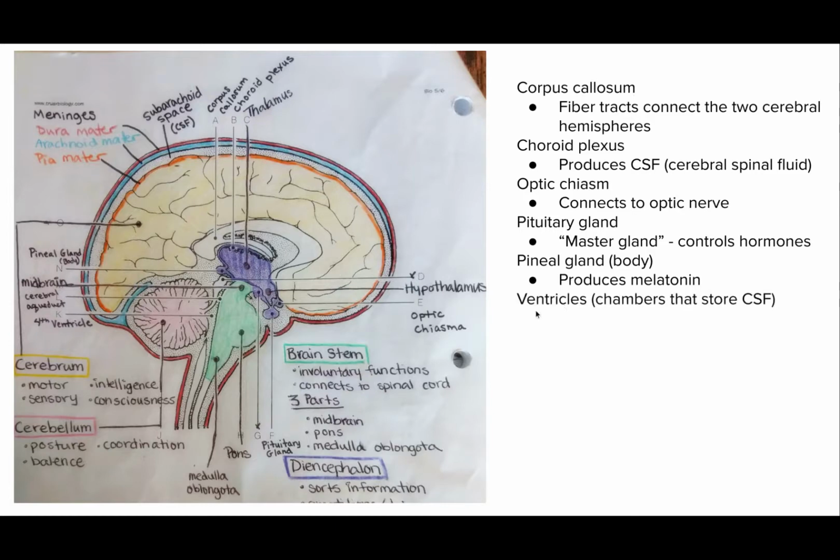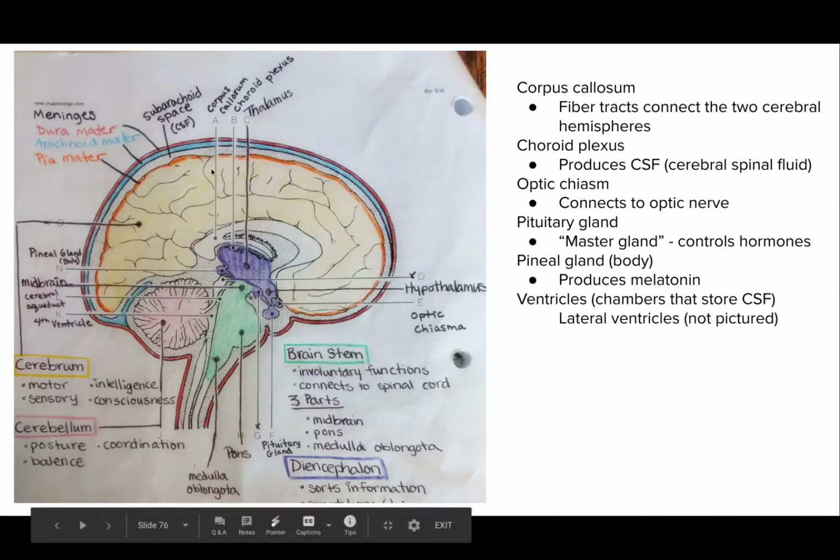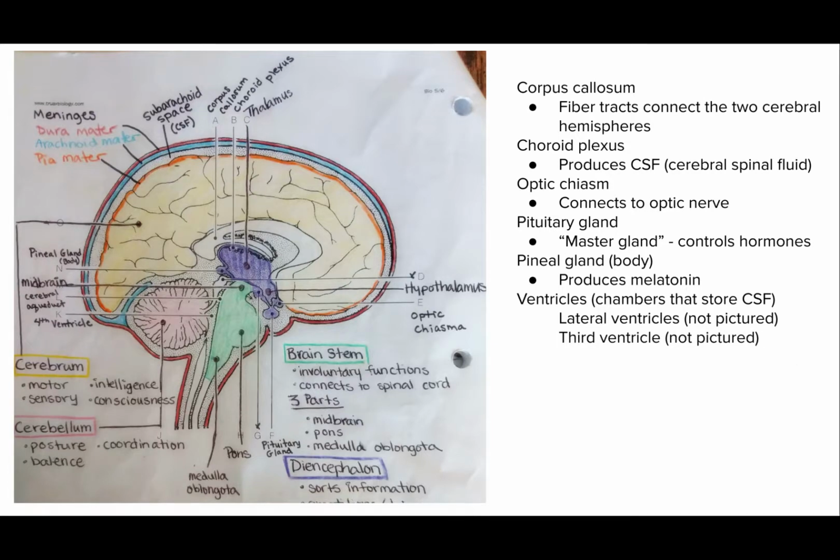And then the ventricles. I only have two of them pictured on here because they're kind of difficult to view in this kind of a cross section, but there's really four ventricles. Going in order from kind of the top to the bottom, we have what are called the lateral ventricles. They're not pictured. The third ventricle, not pictured.